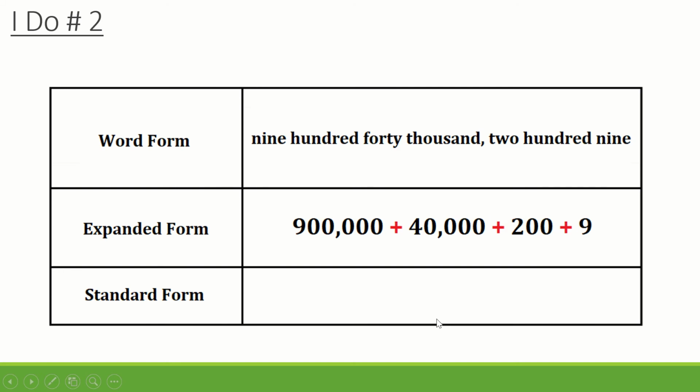For our next one, we have 940,209 written in its word form, and then we have that number written in its expanded form as well, which reads as 900,000 plus 40,000 plus 200 plus 9. So here, again, I want to start out by placing 9 blanks. And I do that because I know that I'm not going past my millions period.